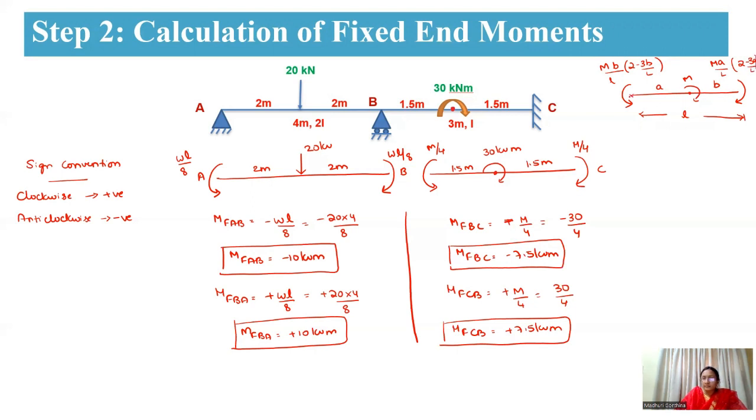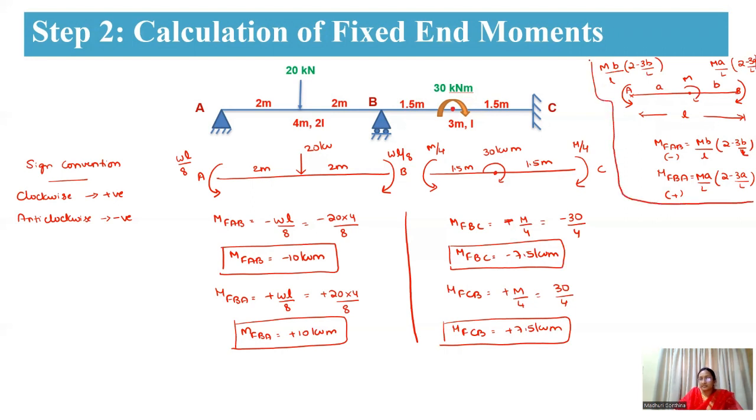So if you consider this A and this B, I'll write down MFAB will be equal to MB by L into 2 minus 3B by L, whereas MFBA will be equal to MA by L into 2 minus 3A by L. This is a negative value and this is a positive value. Why? Because MFAB is an anti-clockwise moment and this is a clockwise moment.